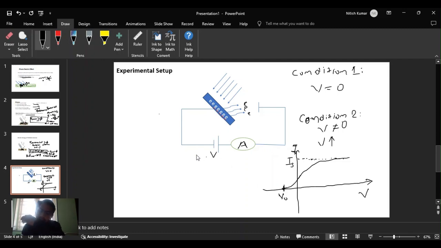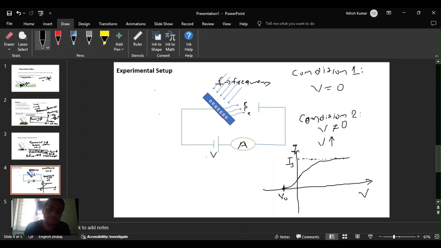Now let's see the experimental setup of how the photoelectric effect occurs. In the photoelectric effect, we have a metal surface and a complete circuit, and we vary the frequency of the light. This is the frequency.